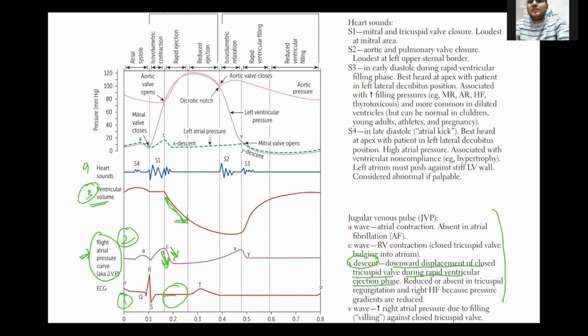Now, the fourth point: what are the changes in the heart sounds? No change, not significant. What are the changes in the left atrial pressure? Same X descent. What are the changes in the left ventricular pressure? This is the left ventricular pressure. What will be the change? It will be increasing more, but the significant change in this rapid ejection is that the aortic valve opens just before rapid ejection. That is an important point here. The aortic valve opens just before this rapid ejection point, and also aortic pressure is rising. Also, left ventricular pressure is rising.